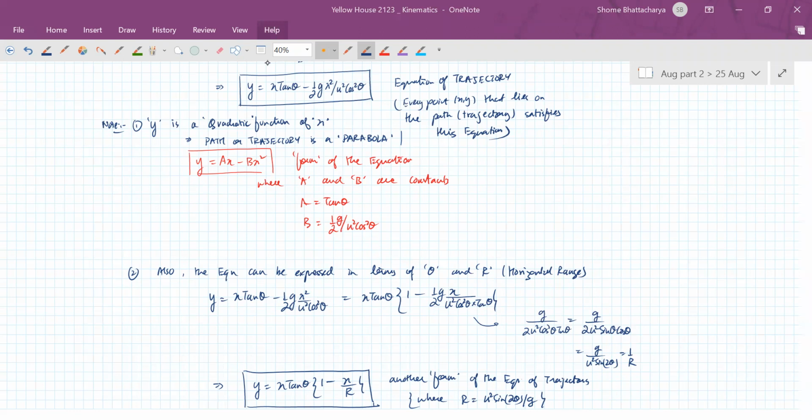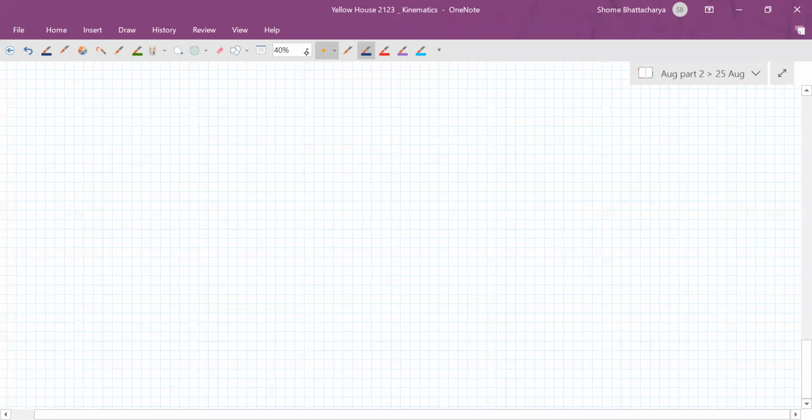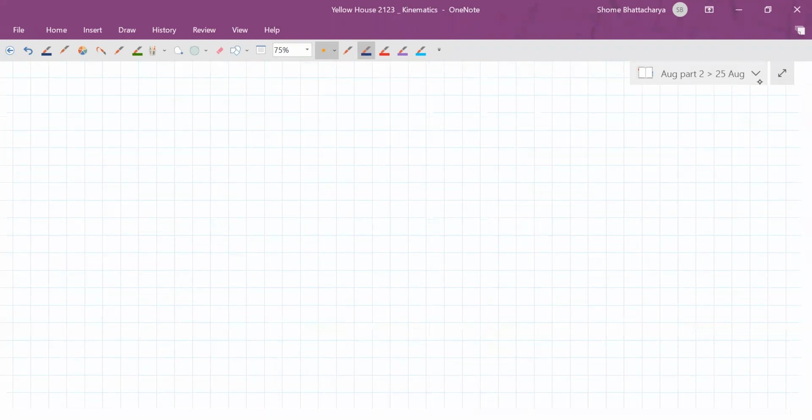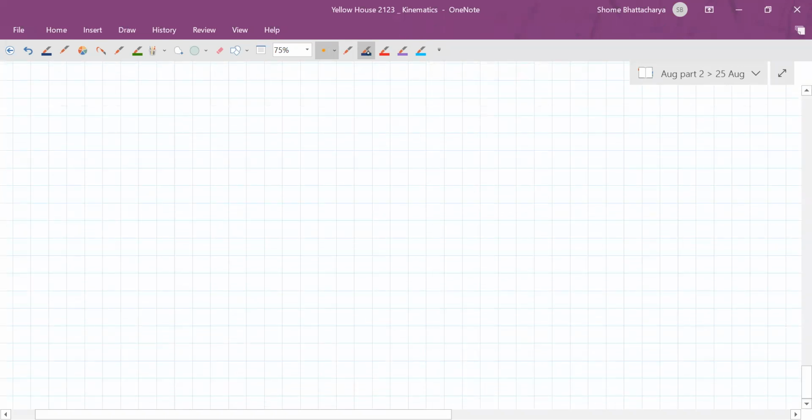Now let's see some application examples. There are certain types of problems which become extremely easy to solve if we use the equation of trajectory. So I'm going to try to stick to those kinds of examples in the next few minutes.